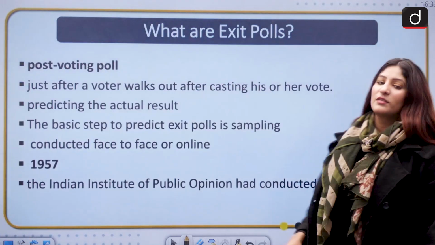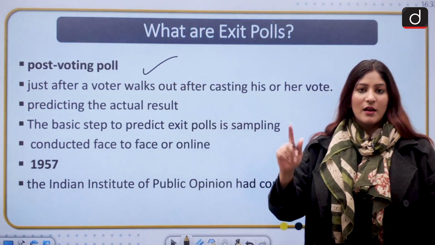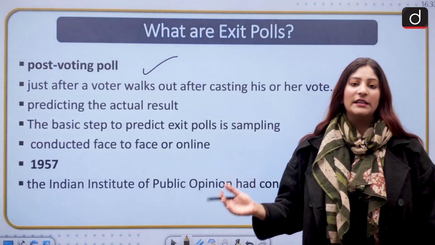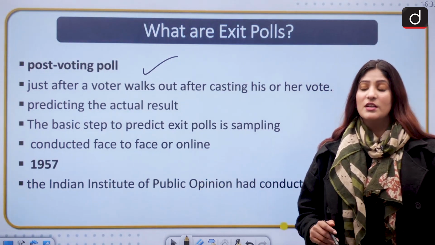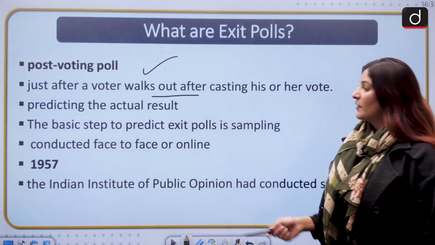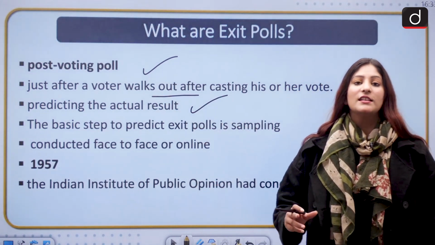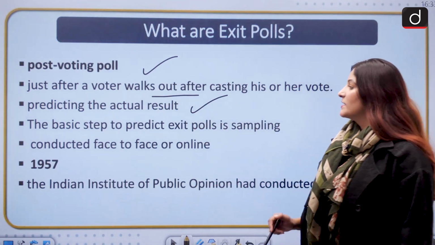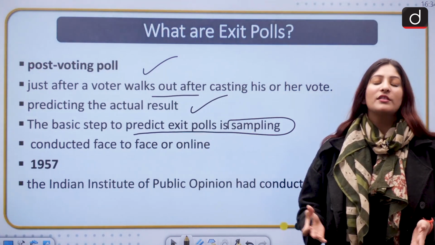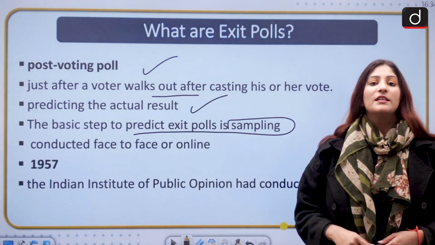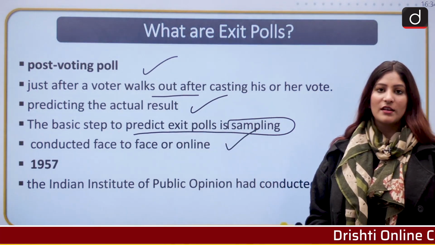That is, what is an exit poll? This poll is basically a post-voting poll. As soon as the person casts the vote and walks out of the polling station, the person gets asked a question with respect to their vote. This is conducted just after the voter walks out after casting their vote. The aim is to predict the actual result, based upon the data that the agency is gathering from those persons. The basic step to predict an exit poll is sampling. That means the entire crowd is not asked the same question, but some people from the crowd will be asked the question. It is conducted either face-to-face or even now in online mode.